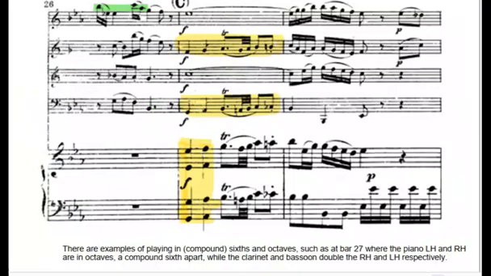Now in this first subject, there are examples of playing in compound 6th and octaves, such as bar 27. I showed it to you. You see the octaves that I have there, and between the G and the E flat, I have a 6th, A flat, F, a 6th apart. The piano left hand and right hand are in octaves, a compound 6th apart, and I see that the clarinet and the bassoon double the right hand notes and the left hand notes.